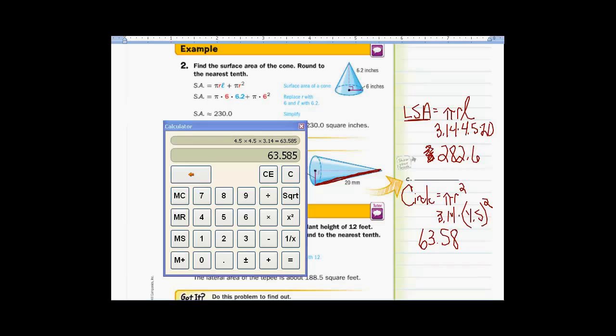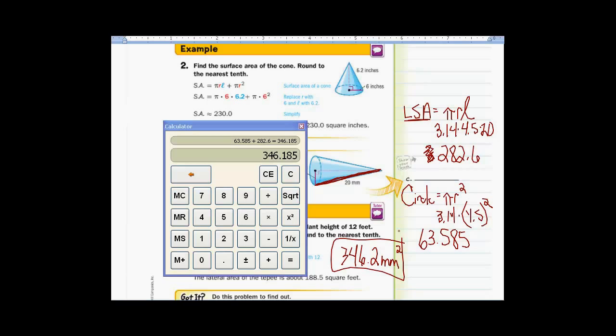Again, leave all the digits there and only round your final answer. Otherwise, you're just taking the rounding error and amplifying it, making it a little more off every time. All right, so adding those two things together, 63.585 plus my lateral surface area of 282.6 gives me a total surface area, rounded to the nearest tenth, of 346.2 millimeters squared.